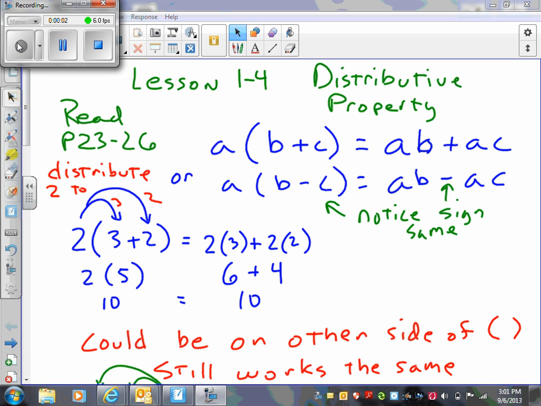This is Mr. Hanna. We're going over lesson 1-4, the distributive property. You need to read pages 23 through 26.